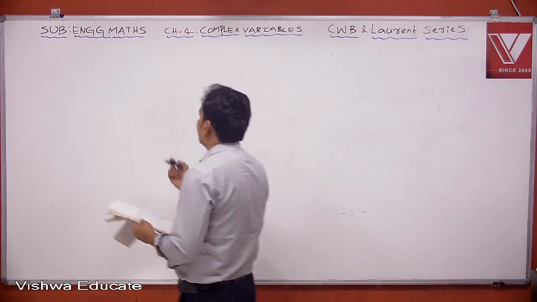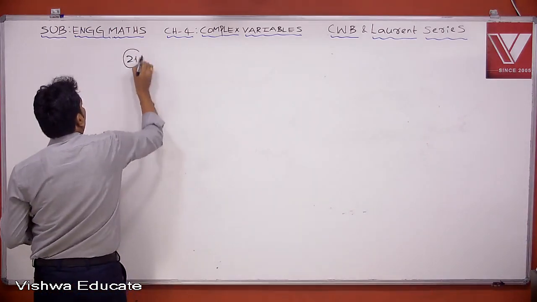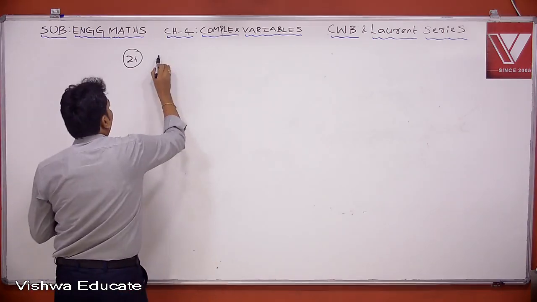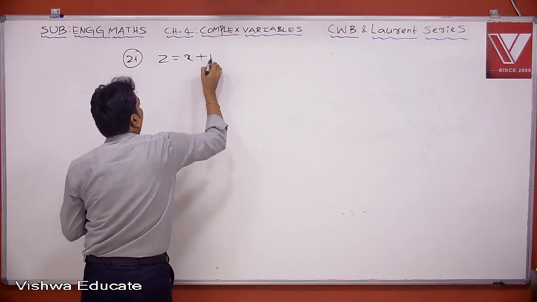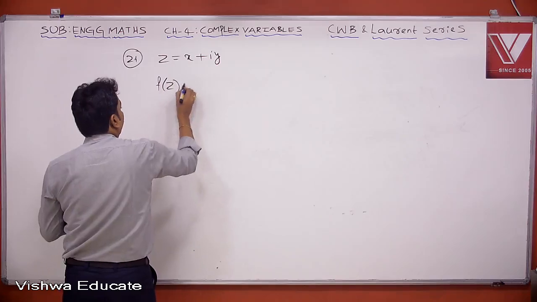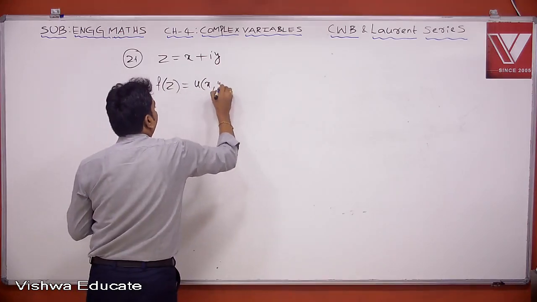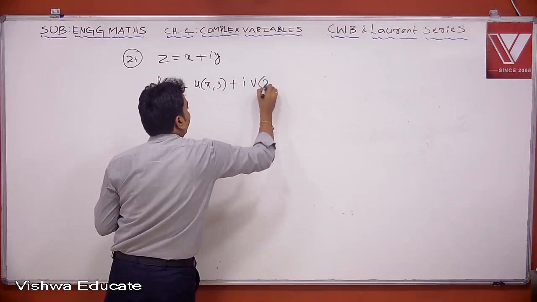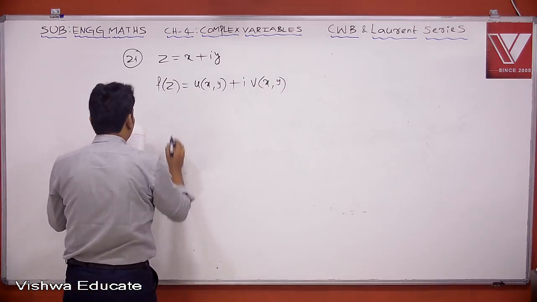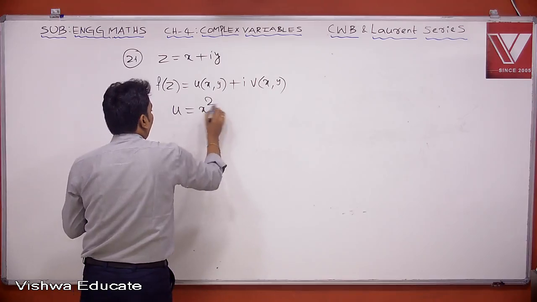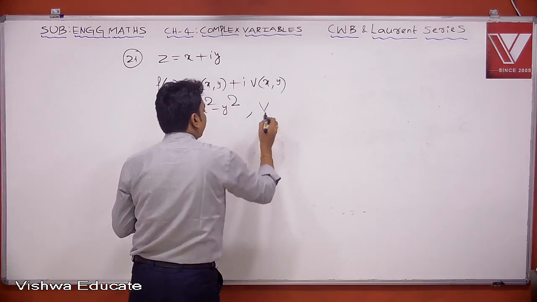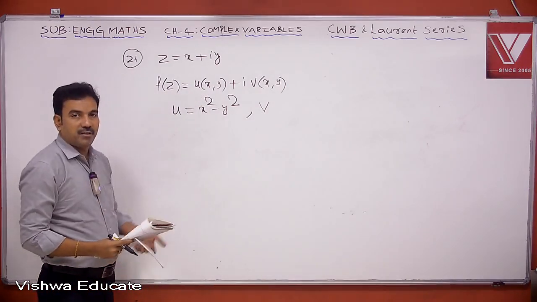Next question 21. An analytic function of a complex variable z equal to x plus iy is expressed as f of z equal to u of x comma y plus i into v of x comma y, where i equal to square root of minus 1 and u equal to x square minus y square. Then the expression for v should be, this is just like the previous question.